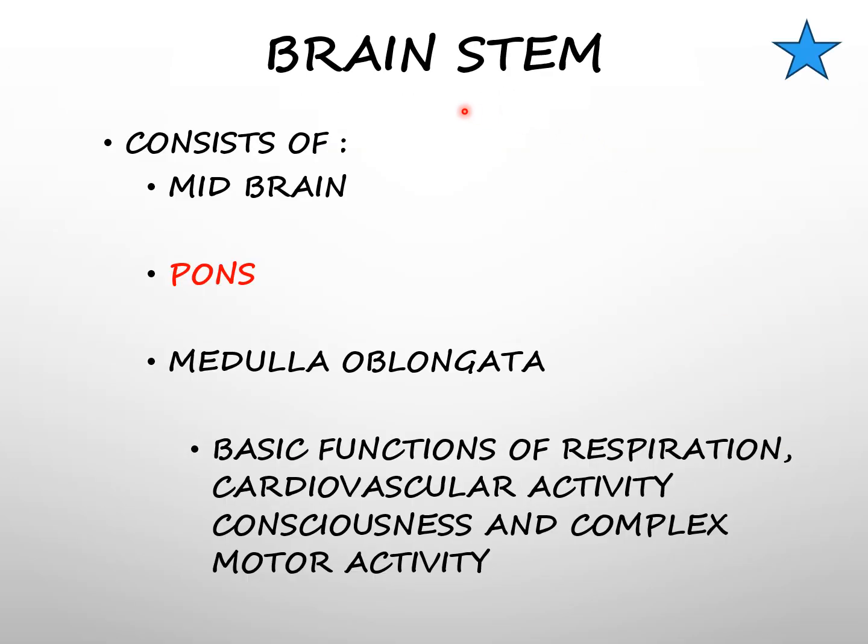All right, so we talked about the cerebrum, the big brain. We talked about the cerebellum a little bit, the little brain. So now we're going down even further to the brainstem, or the stalk. It consists of three different parts: the midbrain, the pons, and the medulla oblongata.